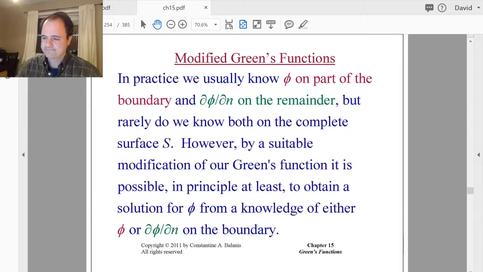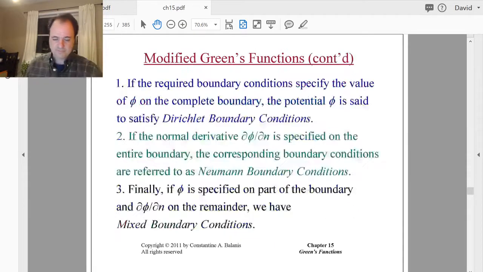So, in practice, we usually know phi on part of the boundary and d phi dn on the other part of the boundary. However, by a suitable modification of the Green's function, it is possible, in principle at least, to obtain a solution for phi from the knowledge of either phi or d phi dn on the boundary. Right.